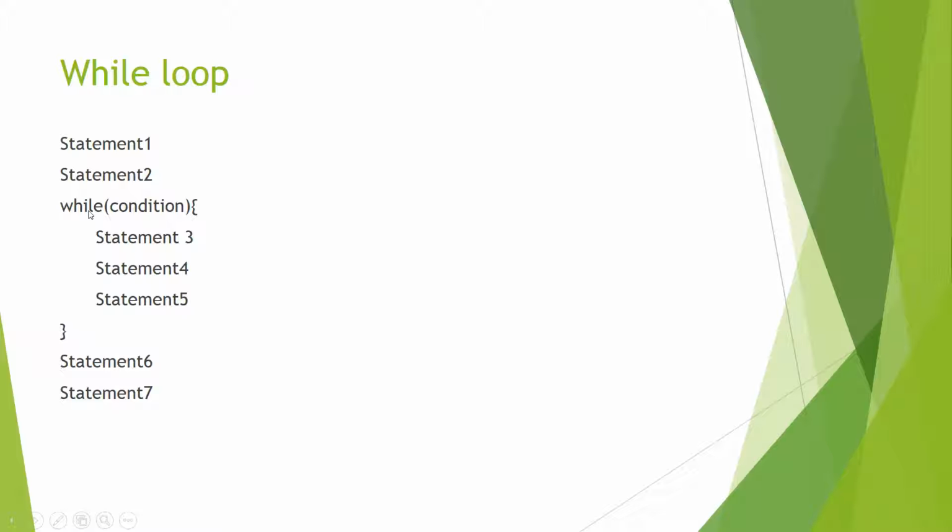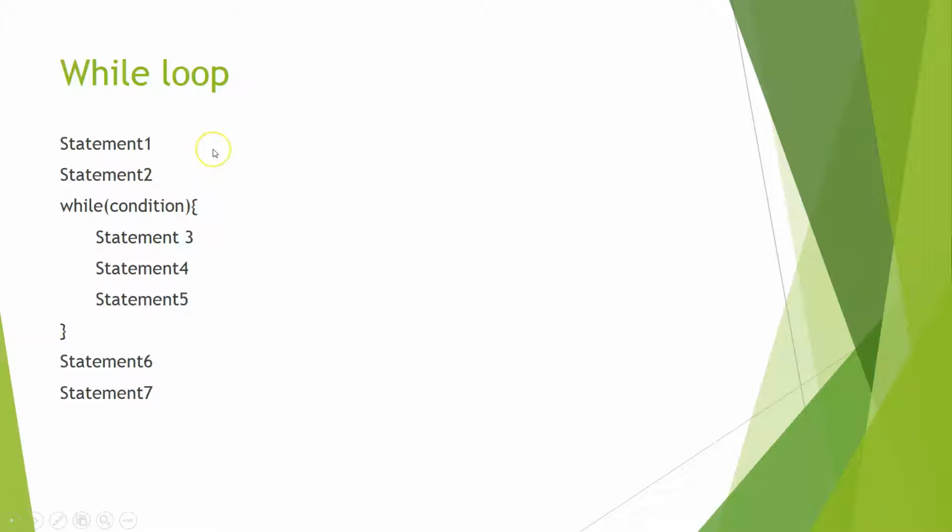A while loop is created as follows. We type the keyword while and then open two parentheses. Between those parentheses, we add the checking condition. This checking condition is a Boolean expression.